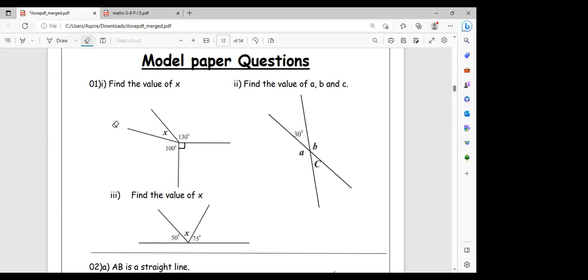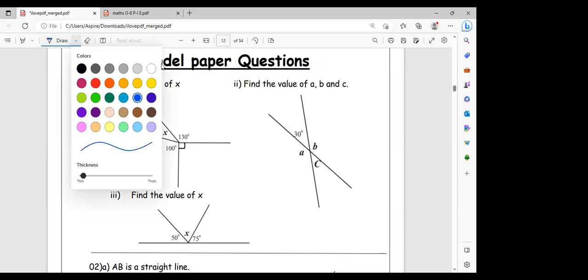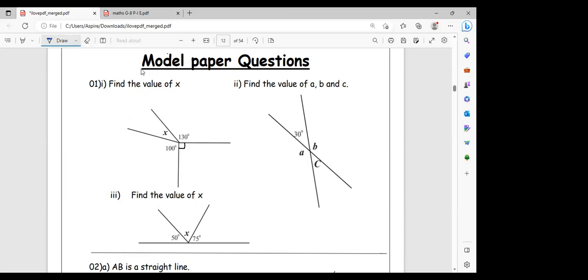Sum of the angles on a straight line segment equals 180. Sum of the angles around a point equals 360. The vertically opposite angles formed by intersecting two straight line segments equal each other. Okay, those are the three relationships that we learn in this lesson. So which one do we have to apply in this question?